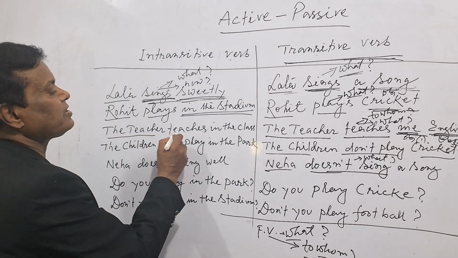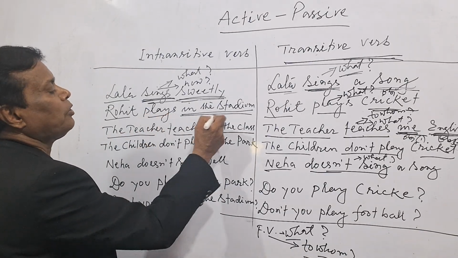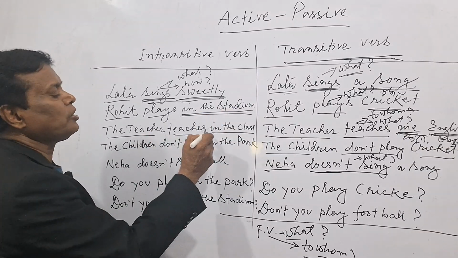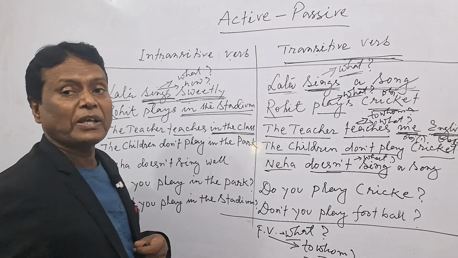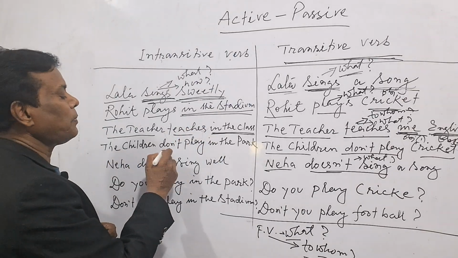The teacher teaches in the class. Where is the answer. Rohit plays where? In the stadium. The teacher teaches where? In the class. No passive, because the object is nil. The children don't play in the park.